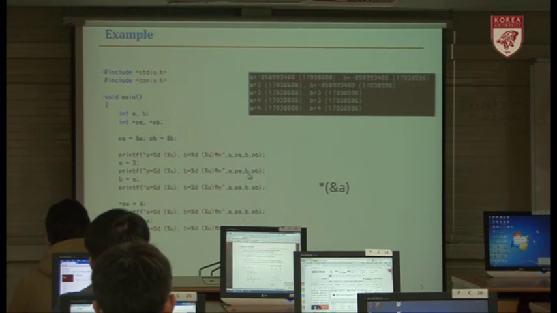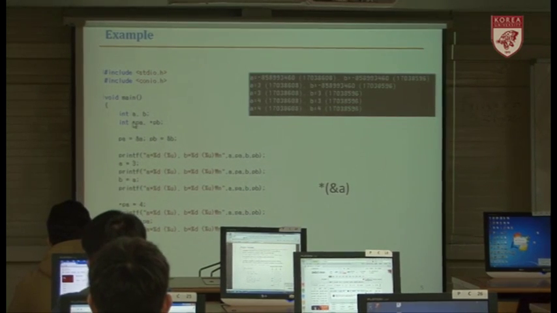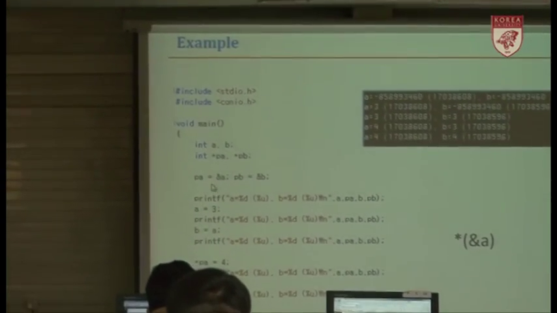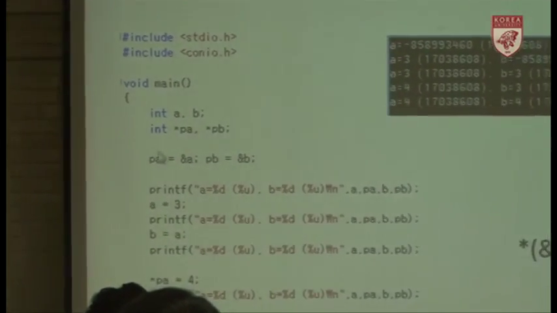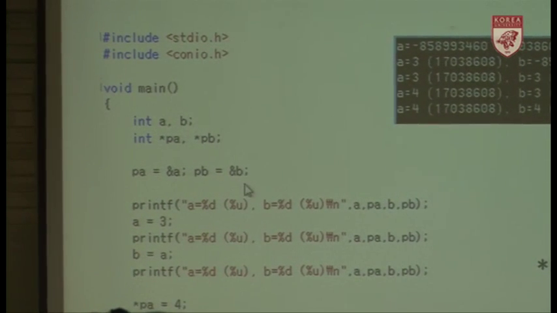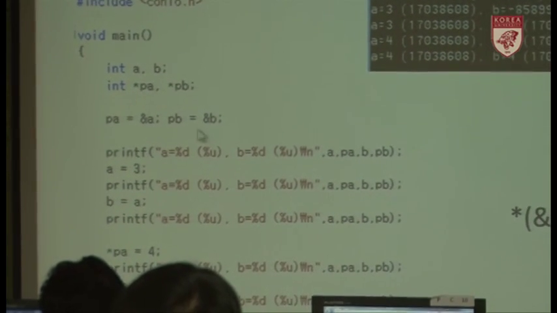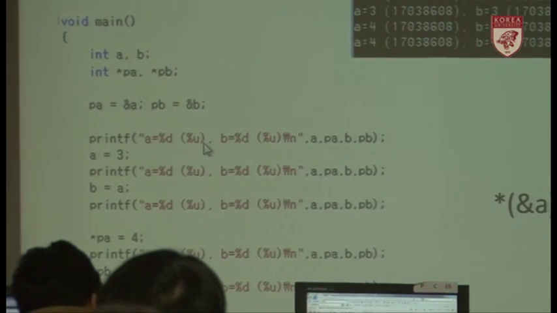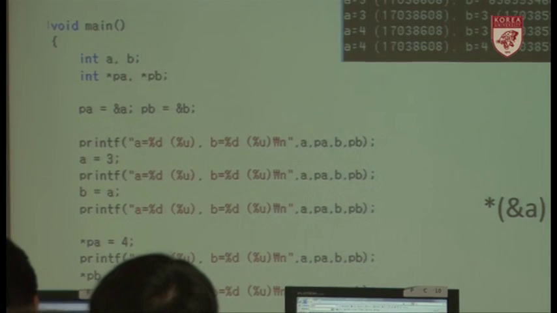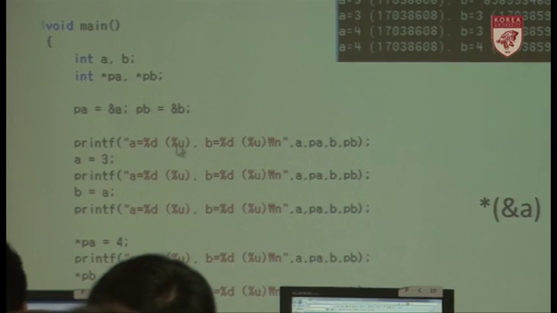In this example, when I briefly say we declare a and b, then we declare integer pointer variables pa and pb. Then we say okay, pa represents a's memory address, and pb is b's memory address. Then we print it out with %d and %u. %u is also for printing integers, but we print in the unsigned format, so it only prints out the positive ones.